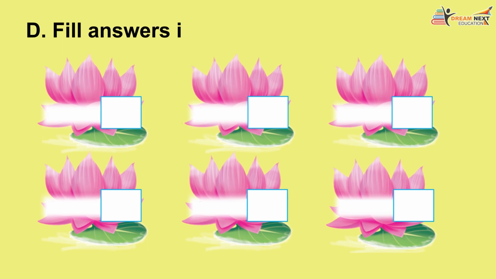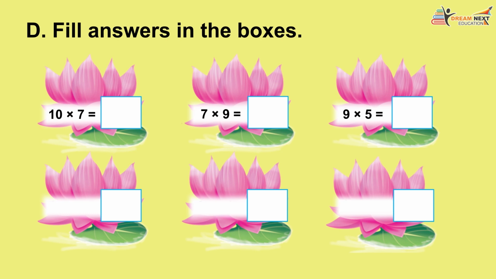D. Fill answers in the boxes. 10 into 7 is equals to, 7 into 9 is equals to, 9 into 5 is equals to, 8 into 2 is equals to, 6 into 8 is equals to, 8 into 7 is equals to.